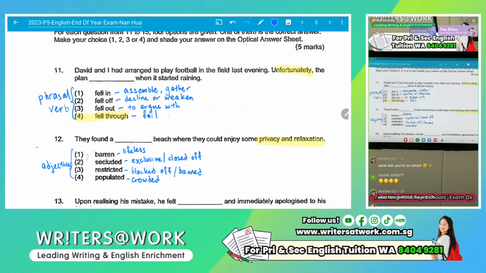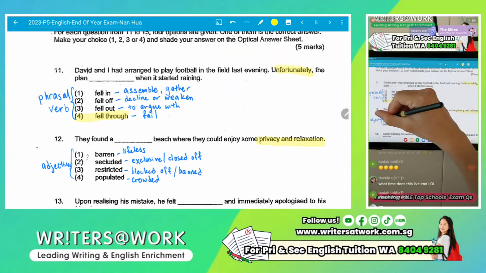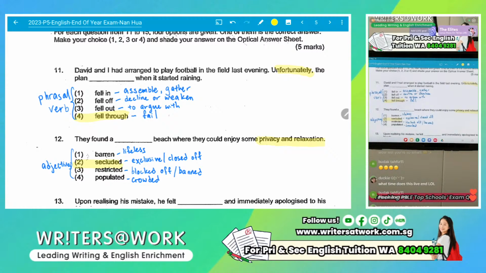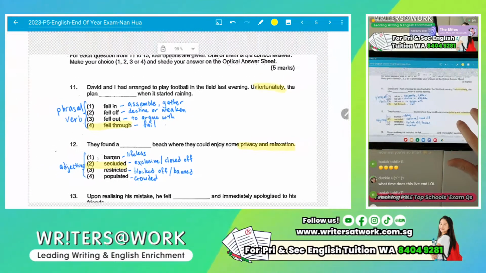And in this case over here, the one that has the closer meaning about a private beach to relax in, to enjoy some privacy in, would be option 2, a secluded, closed off beach. Okay, not so much a barren or lifeless beach. Any questions for question 12?